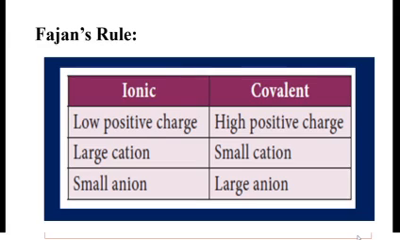If it is a large cation, it is ionic. If it is a small cation, it is covalent. If it is a small anion, it is ionic. A large anion means covalent. So Fajan said that based on the charge and the size of the cation and anion, he explained the chemical bond character, either ionic or covalent. Similarly, if it is a large cation, it forms an ionic bond, or else it forms a covalent bond. And the last one, if it is a small anion, the bond is ionic in nature, or else if it is a large anion, the bond is covalent in nature. So let us discuss with examples.